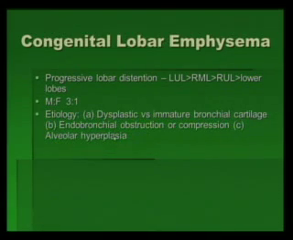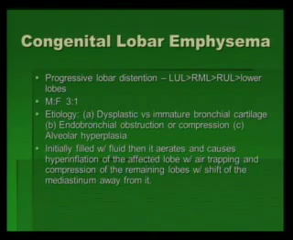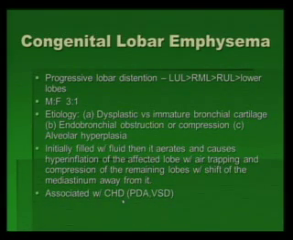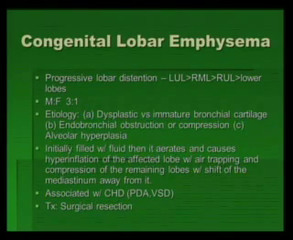Etiology: there are theories. It could be dysplastic versus immature bronchial cartilage that causes this. There could be endobronchial obstruction or compression that causes this, or there could just be alveolar hyperplasia. Initially, this is going to be fluid-filled, just like pretty much all lesions in the lung. Then it becomes aerated and causes hyperinflation of the affected lobe with air trapping, compression of the remaining lobe on that side, and shift of the mediastinum away from it. It's associated with congenital heart defects, especially PDA and VSD. And the treatment is surgical resection.